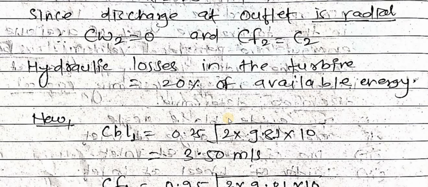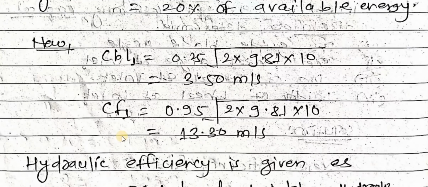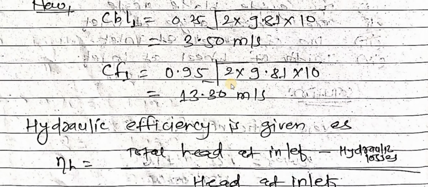So, Cb1 is already given in the question, 0.25 into root 2gH. The value of g is 9.81 and H is the head, already given as 10 meters. By multiplying this, we get 3.50 meters per second. And Cf1 is also given in the question, 0.95 into root 2gH, where the value of g is 9.81 and head is 10. By simplifying this, we get 13.30 meters per second.